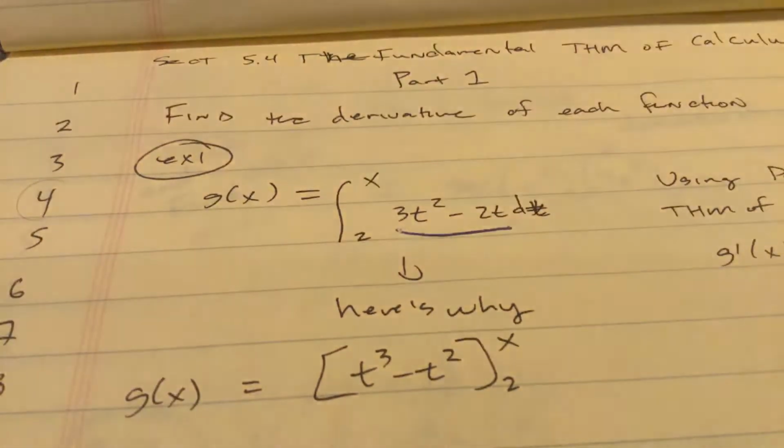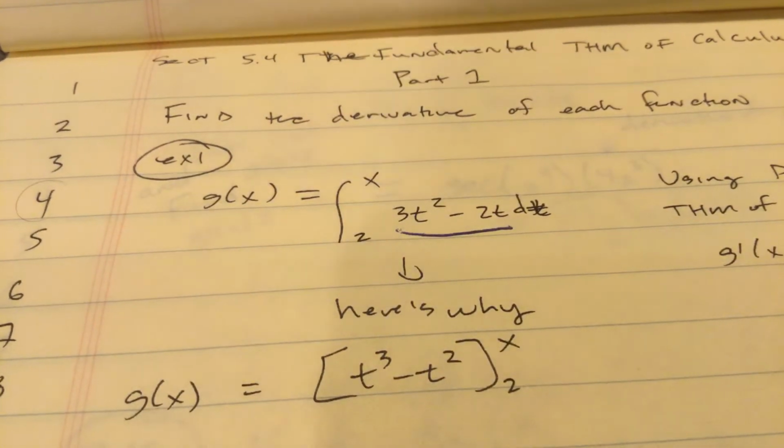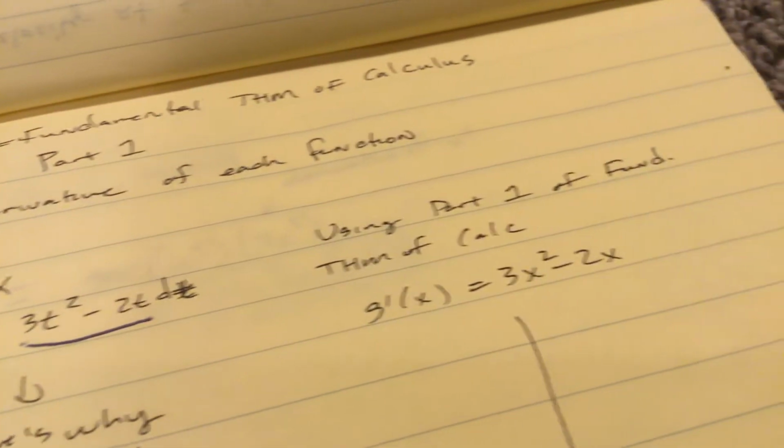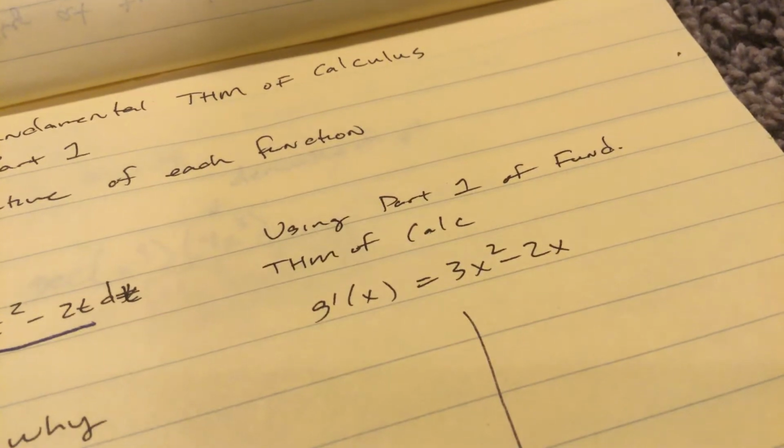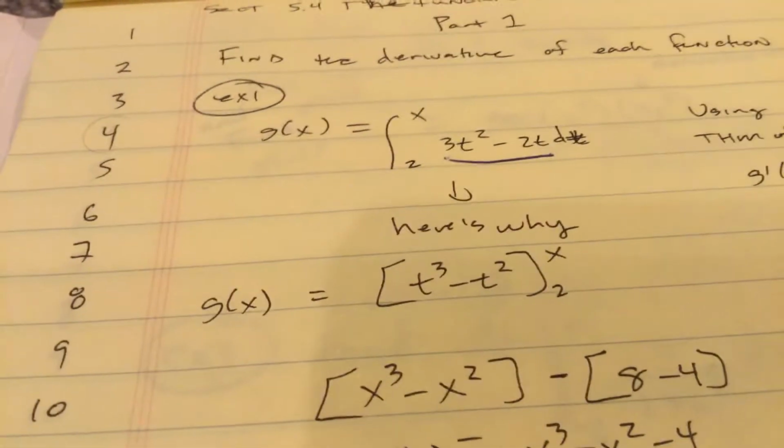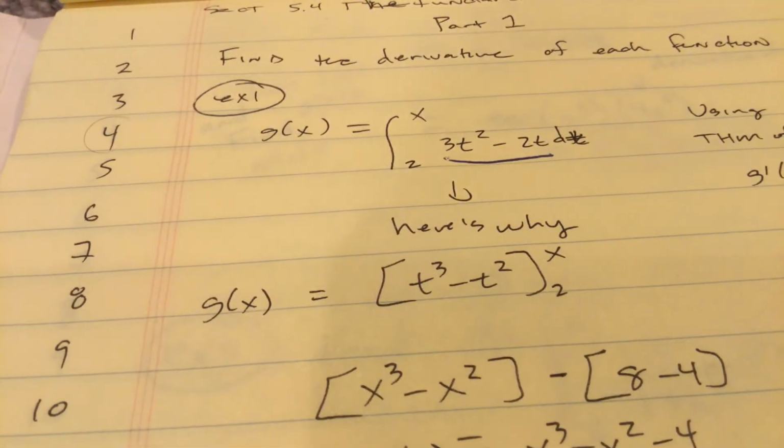Function's right there. Using the fundamental theorem of calculus part 1, g prime of x would simply be 3x squared minus 2x. Now, we're going to do two examples the long way here.